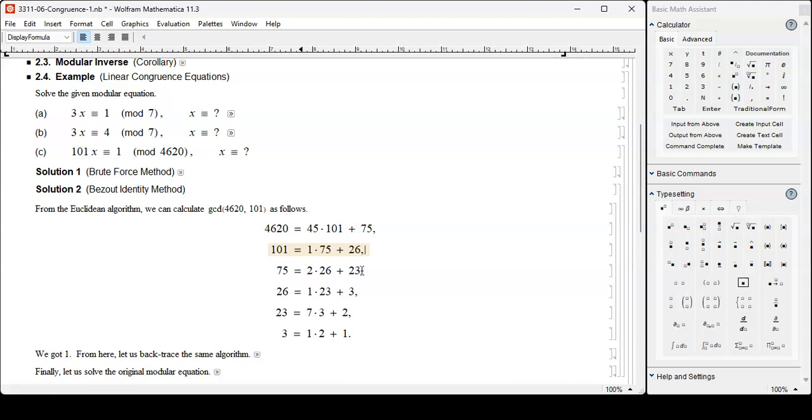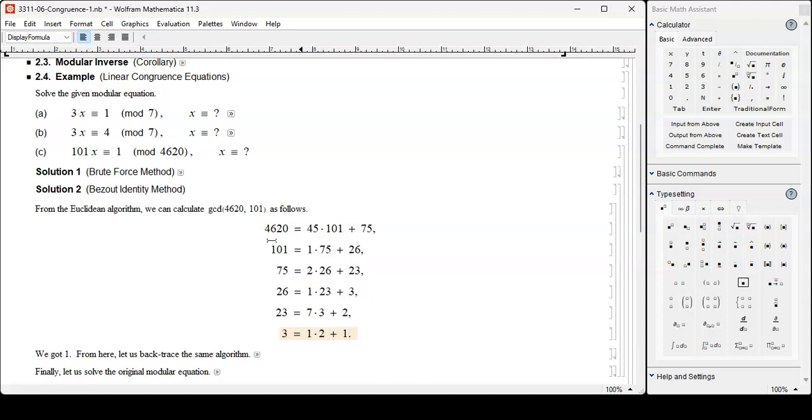Divide 75 by 26. We get quotient 2 and new remainder of 23. Divide 26 by 23. We get quotient 1 and a new remainder of 3. Divide 23 by 3, divisor by remainder, and that's continuing. So 23 is 7 times 3 plus 2, and then one more. 3 divided by 2, we have quotient 1 and remainder 1, and that's it. Finally, we got 1.